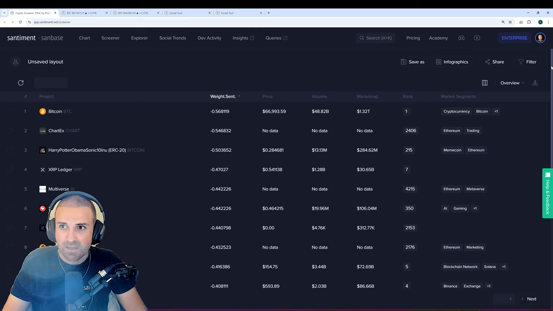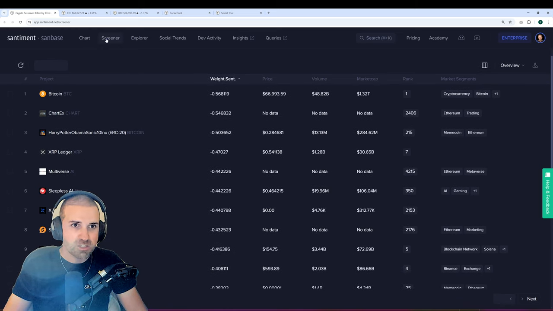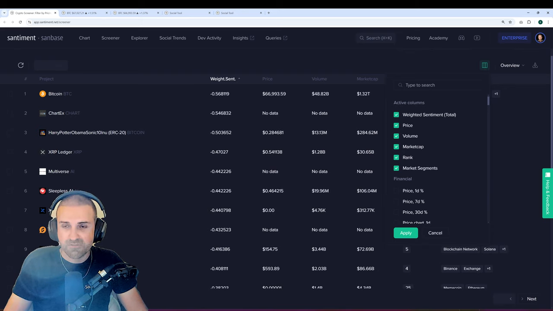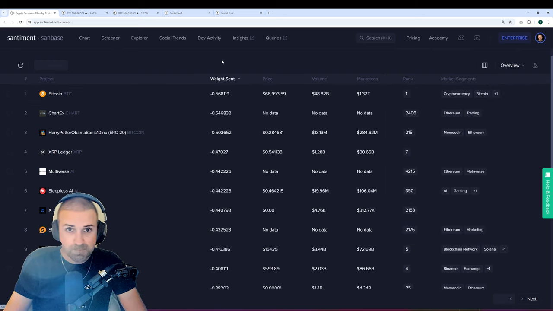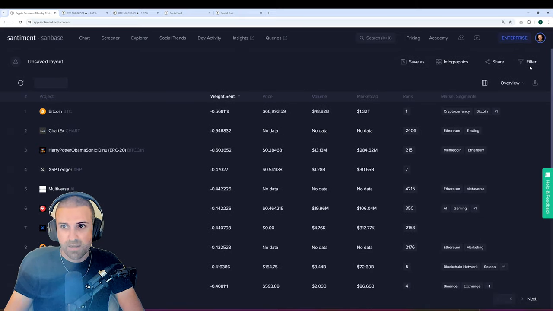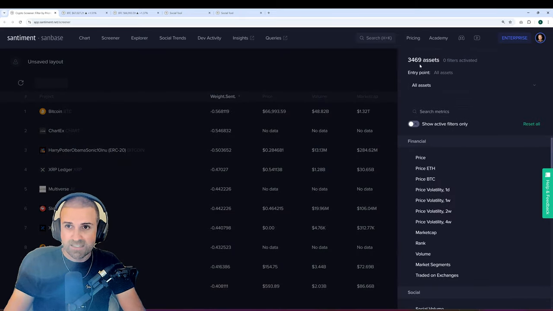And I've pulled up a quick template on the screener tab that simply is sorted using this active column tab. All I did was reorganize it, add in this weighted sentiment column by putting it in the search prompt here. And then I put it at the far left so that it's easy to see and right next to the coin. And I sorted by the most negative weighted sentiment at any given time. And this is using right now every single coin that's on Sentiment. If I go to the filter, you'll see it's about 3,469 different assets.